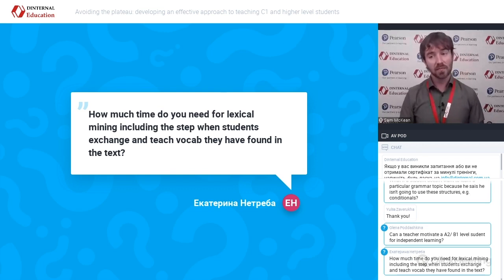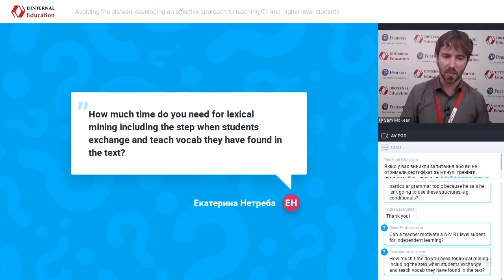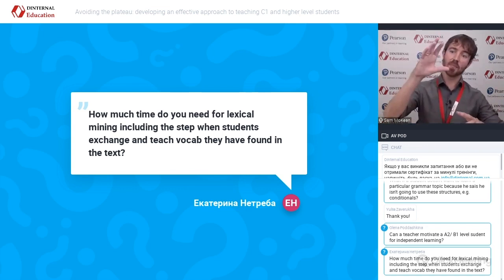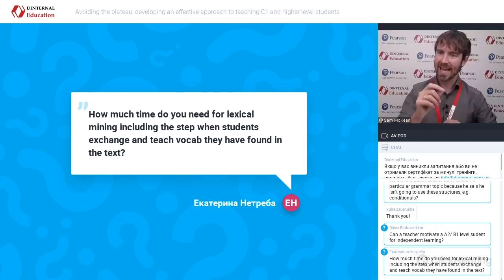So how much time? Well, it really depends. For the lexical mining, we can often do it as an extension to other reading tasks. Once we've looked at a text, maybe in the course book, and answered some comprehension questions, then afterwards we can get them to go back to the text and look for some new phrases. In terms of time, it really depends on your group.